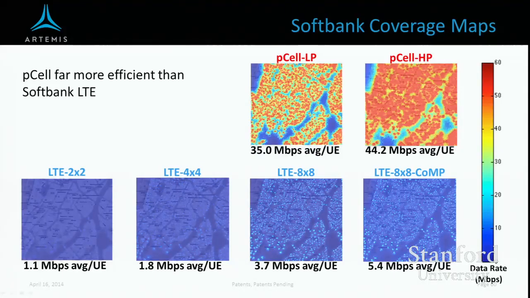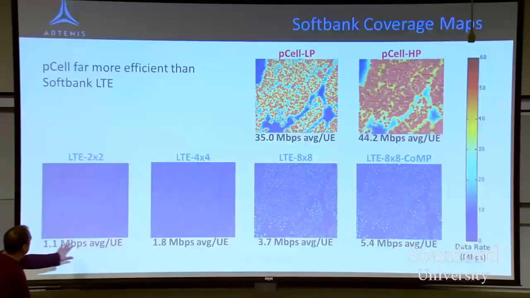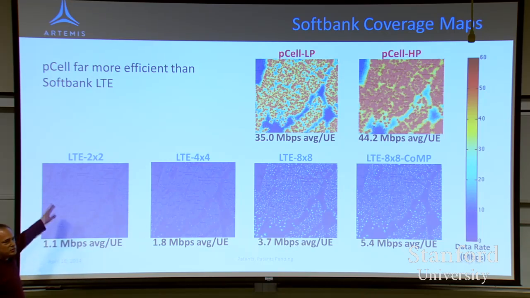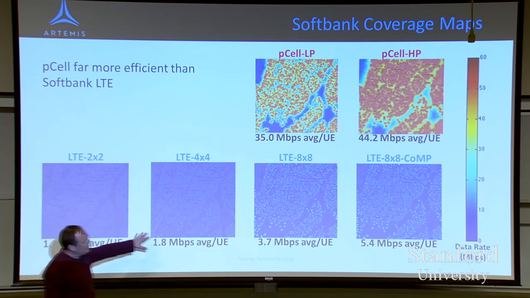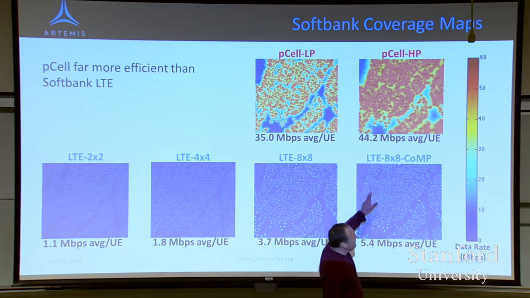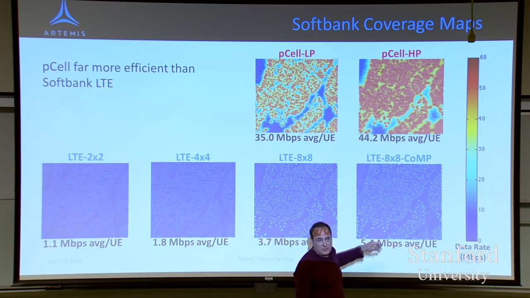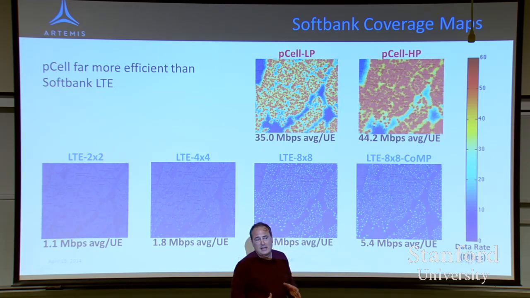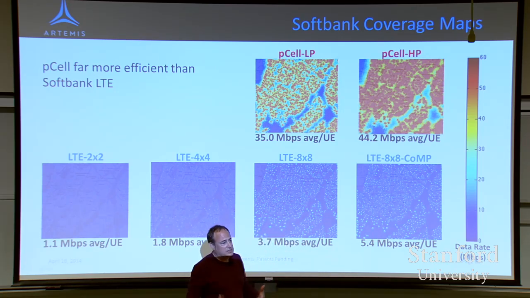If you look at MIMO 2x2, you're really getting very, very low performance. It is 1.1. You'll see in the next slide, there's only a few users who are getting anything. Gets a little bit better with 4x4, a little better with 8x8. Cooperative multipoint with 8x8 does give you a little bit of a benefit here. But I mean, you're talking about a phone with 8 antennas in it, and then a very, very sophisticated communication system.